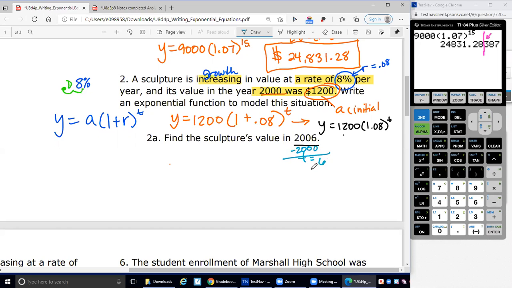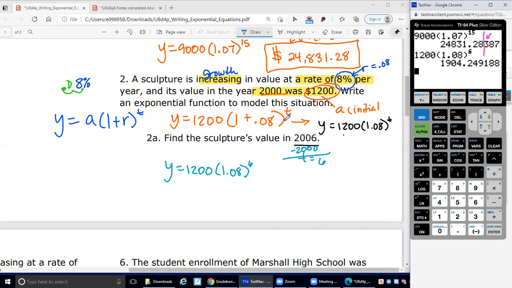Clinton's already got an answer. Let's see if he's right. So, Clinton, did you set it up like this? 1,200 times 1.08 to the power of 6? Yes, ma'am. All right, cool. So let's go ahead and see. We've got 1,200, we've got 1.08, and then we're going to put it to the power of 6.